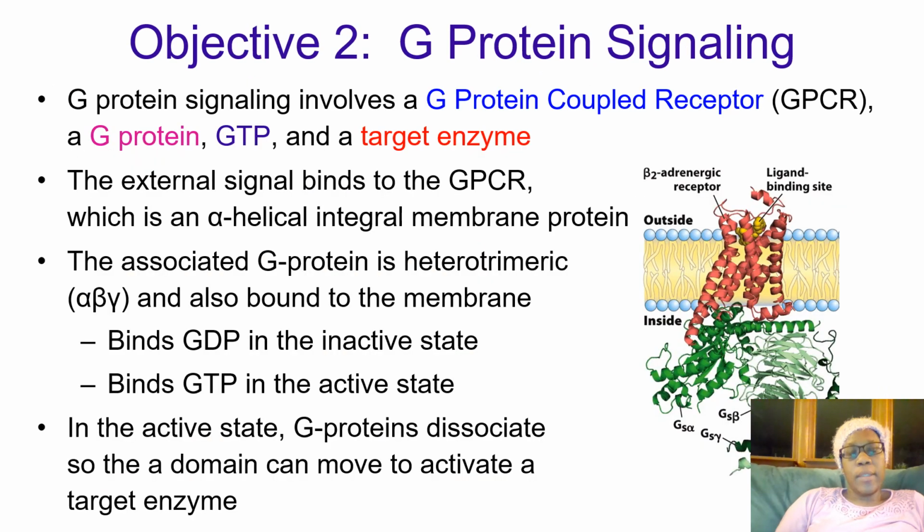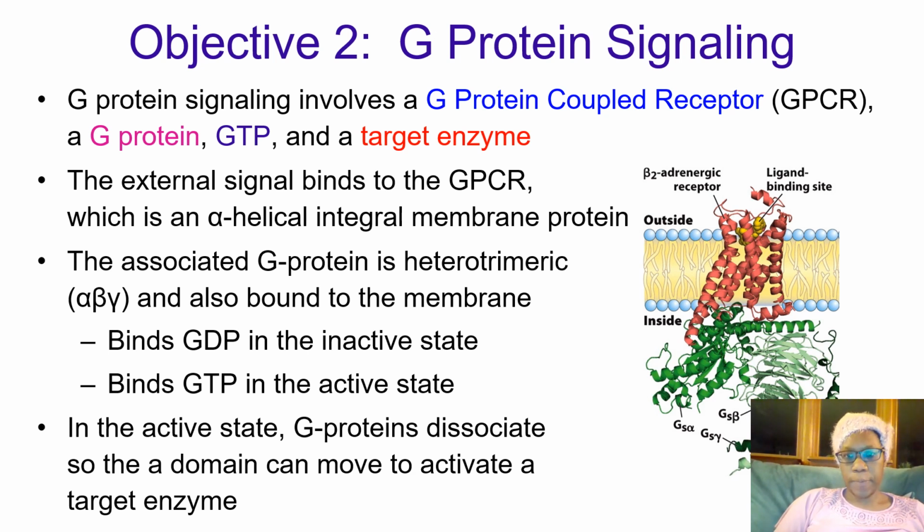G protein signaling is the first mechanism you should learn. The G protein signaling involves a G protein coupled receptor, a G protein, a GTP, guanosine triphosphate, and a target enzyme. The external signal binds to the G coupled protein receptor, that is an alpha helical integral membrane protein. We see that over here.